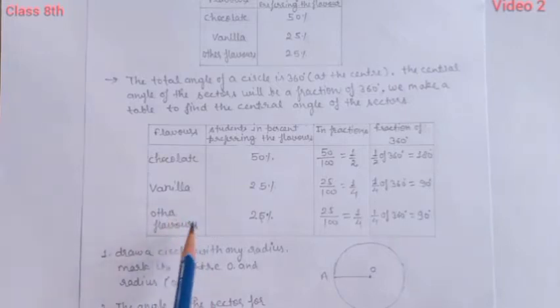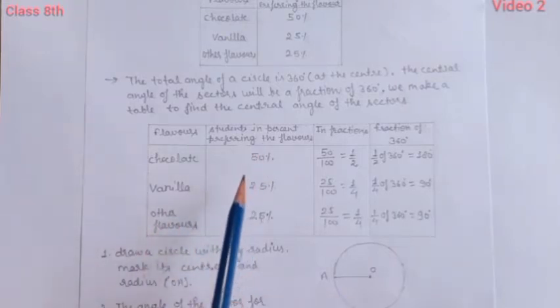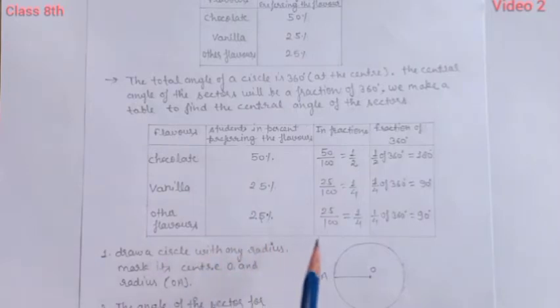Okay, and now the other flavors. The number of students is given as 25%. So again, it is the same as above: 90 degrees of a circle.